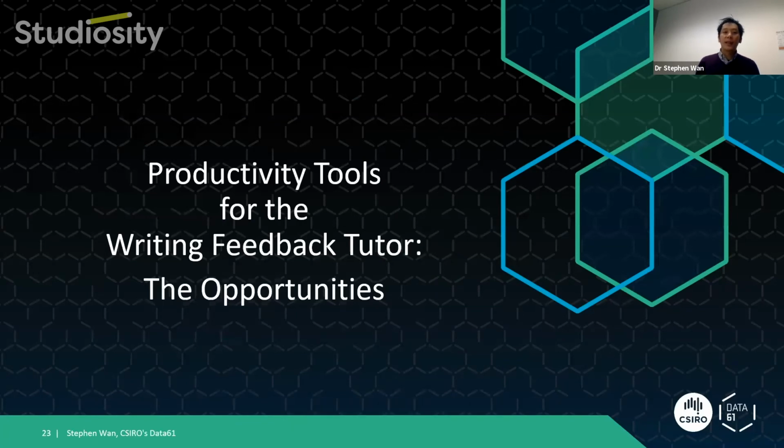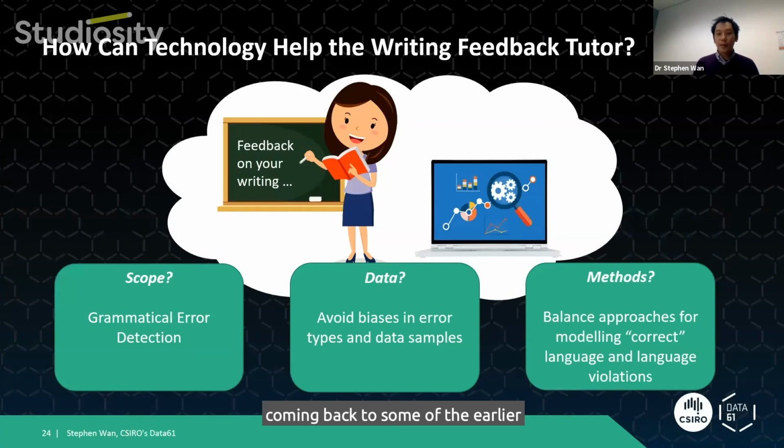So how does all of this help the writing feedback tutor? Coming back to some of the earlier questions, I would argue that designing productivity tools for writing feedback should be done acknowledging the limitations of the earlier work to identify the advantages of current advances in AI. From a technology point of view then, such a tool, a productivity tool, might focus on grammatical error detection and not grammatical error correction. And certainly we're a long way away from full automation of a writing feedback tutor.